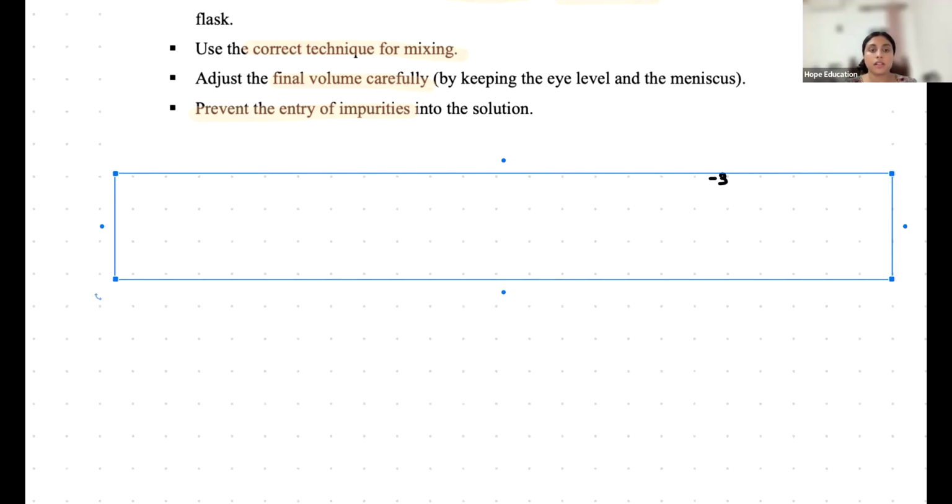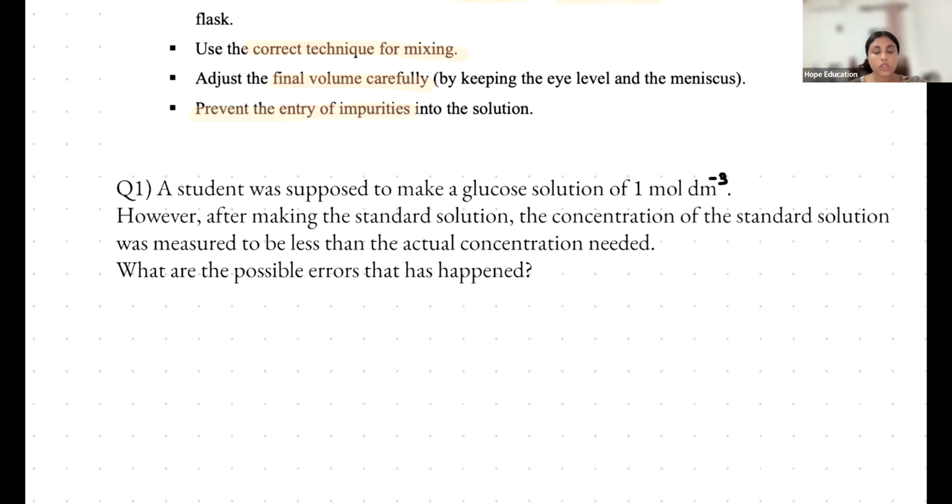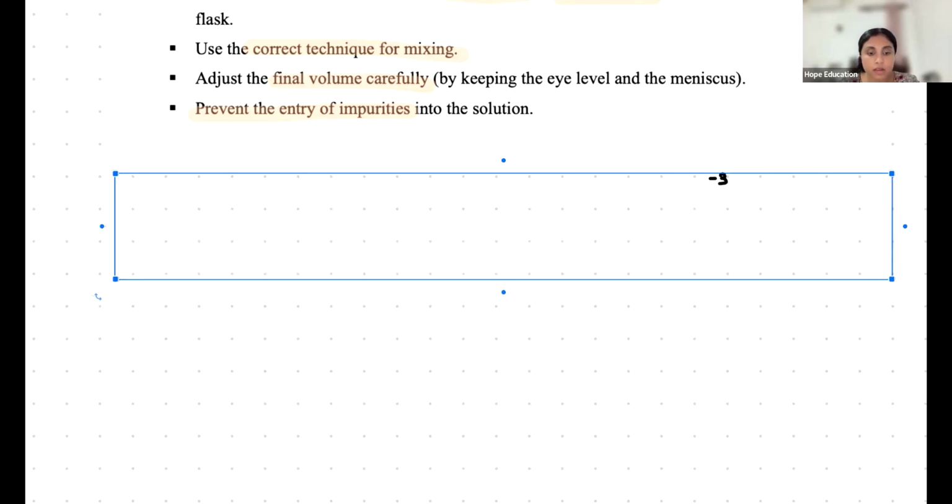What are the possible errors that have happened? That means, children, you are asked, let's say you are asked to make a glucose solution of 1 mole per cubic decimeter. So you make a glucose solution at that concentration. After you finish, let's say I, the teacher, come and measure whether the concentration of the standard solution you made is correct. I'm changing this a little here. This is 500 cubic centimeters.